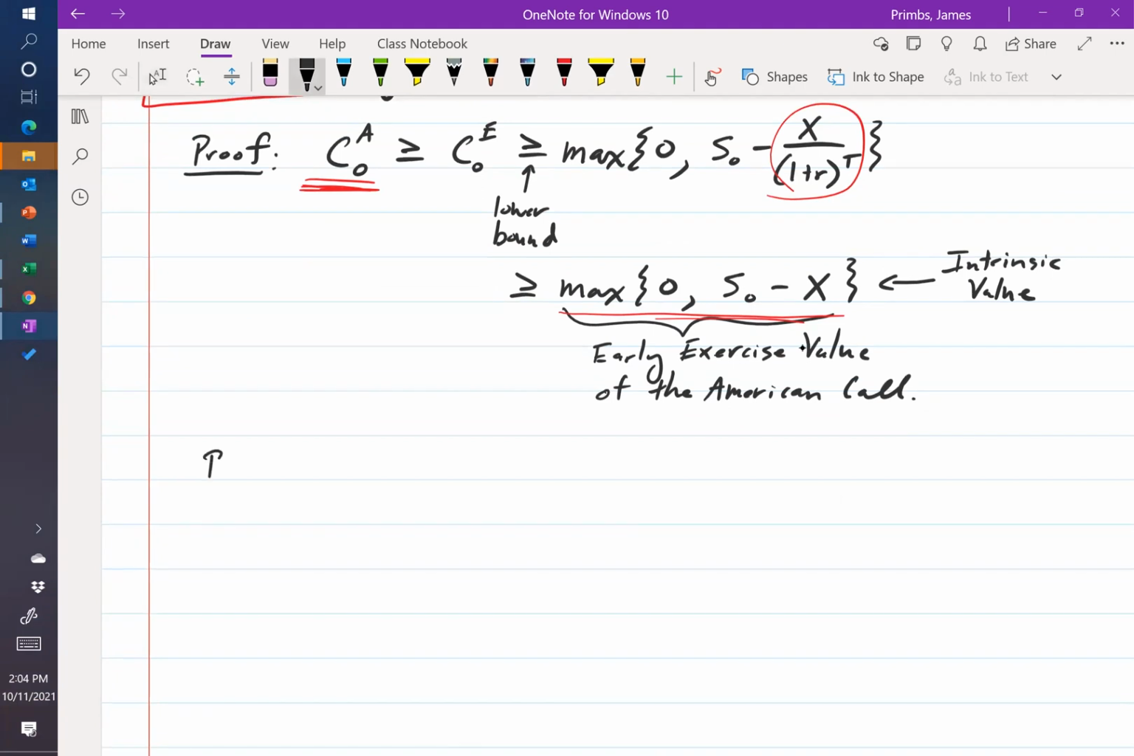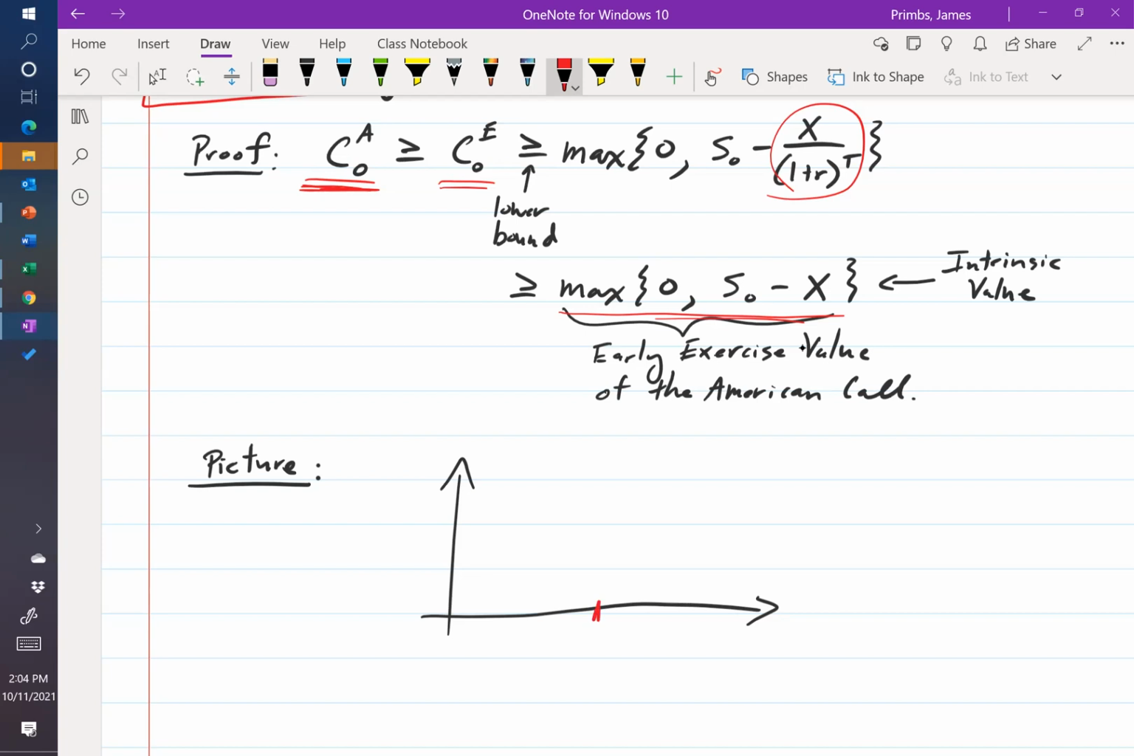So here's a picture to keep in mind for what this result is saying. But look at what else this says, by the way, before I do the picture. This actually says the value of a European call is always greater than or equal to the early exercise value of an American call. Okay.